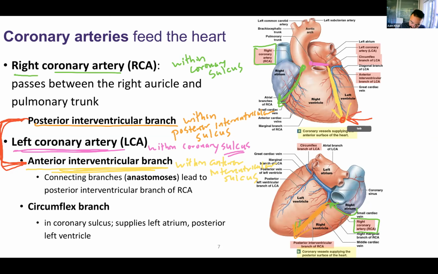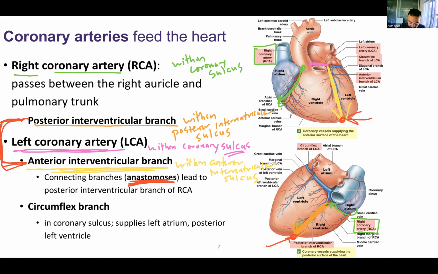Right here, this point of the anterior interventricular branch connects with this point on the posterior interventricular branch. They form an anastomosis. Remember that word? It's collateral circulation. We're ensuring that we get tons of blood to the heart. It's super essential we get constant flow of blood to the heart and heavy amounts of it. And just in case we need a detour, this is a detour.